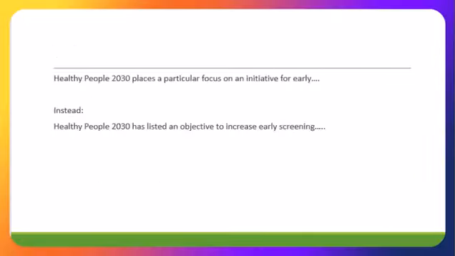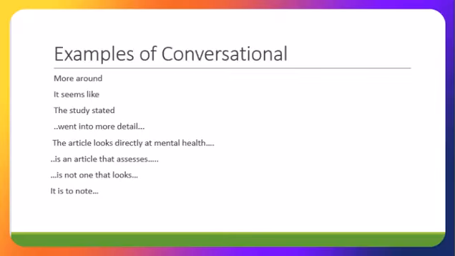Or here's another way to revise things. Healthy People 2030 places a particular focus on an initiative for early, and instead, Healthy People 2030 has listed an objective to increase early screening. Here's some other examples of conversational forms of writing. These things should be avoided.